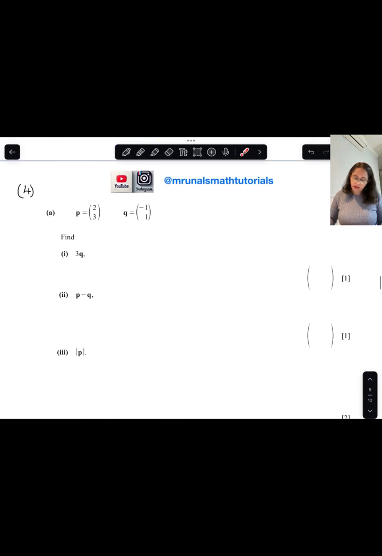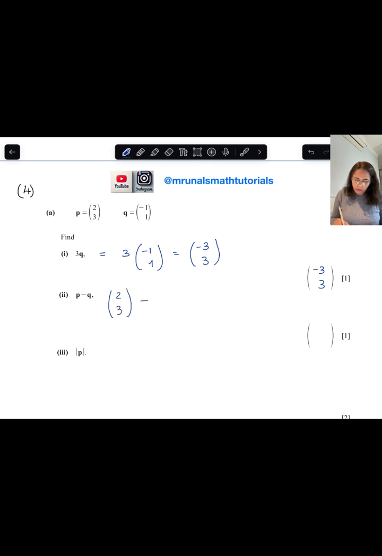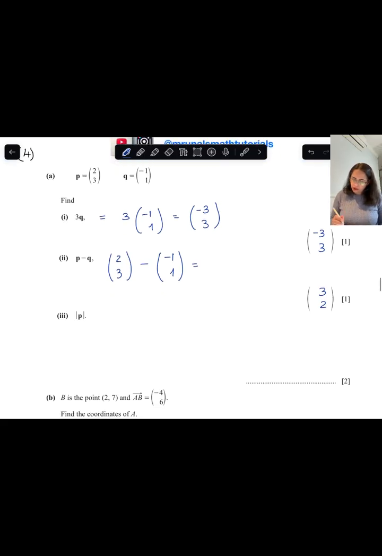Question 4. Now this is simple vector algebra. Find 3 times q, 3q. So this is simple. 3 times -1 times 1, multiply to x and multiply to y. So that is going to be minus 3 and 3. P minus q. So 2 and 3 for P and -1 and 1 for Q. Let us subtract. 2 minus 1 is going to give me 3 and 3 minus 1 is going to give me 2, right? So that's it for part 2.